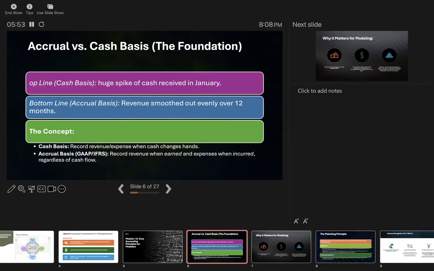You have the top line, which is basically the cash basis. Say, for example, a huge spike of cash received in January. That is cash. You may have a bottom line, which is accrual basis, revenue smoothed out evenly over 12 months.